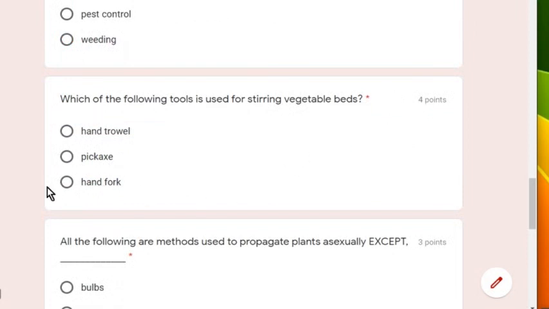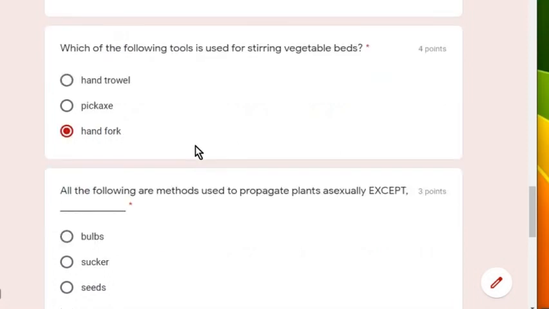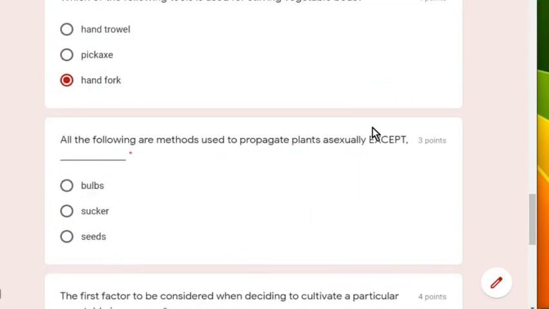Next question. Which of the following tools is used for stirring the vegetable beds? Now the correct answer here is the hand fork. Even though we can use the other tools to stir the soil, that is not their main function. The hand trowel is mainly used for transplanting, and the pickers also has its own function. So the main tool that needs to be used for stirring the soil is the hand fork.